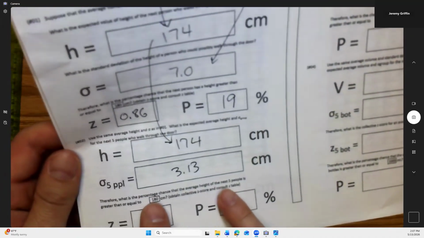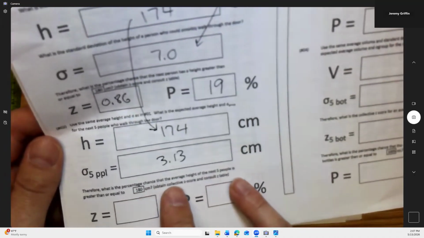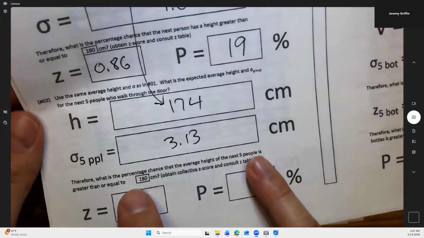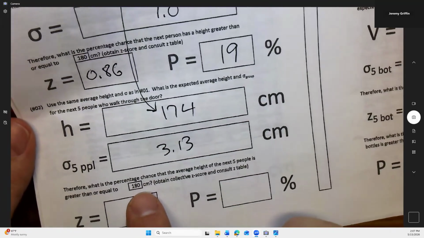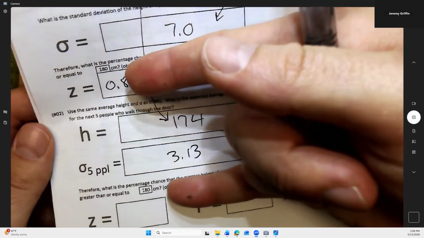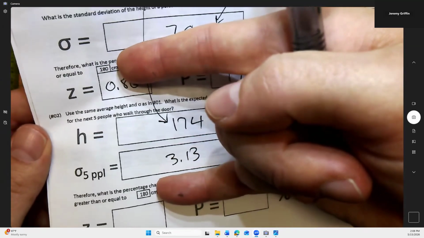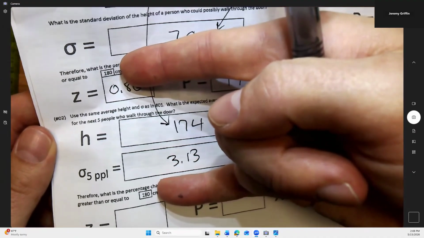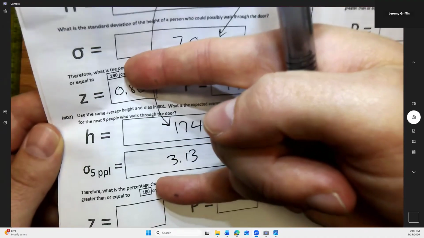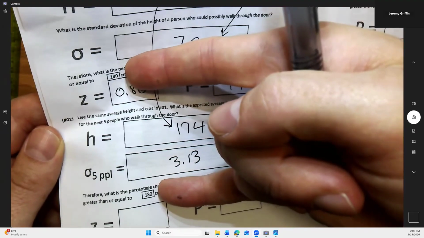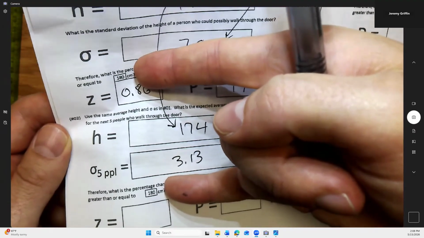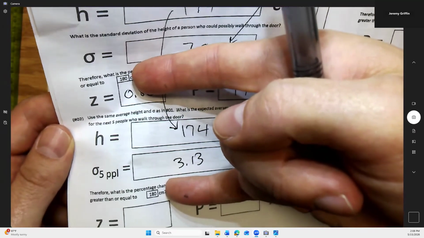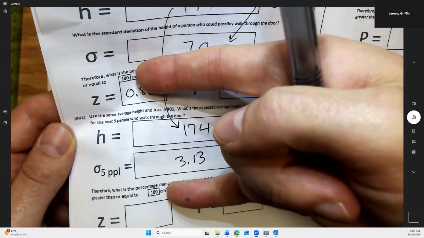Therefore, what's the percentage chance that the average height of a group of 5 people is greater than or equal to, hey, look, 180 centimeters. That's the same height mark I was looking at before. You see that 180 matches that 180? Now again, you guys have different numbers than I do, but these 2 boxes should match each other, whatever they are. Maybe yours says 185 and 185 or whatever. I have 180, 180.